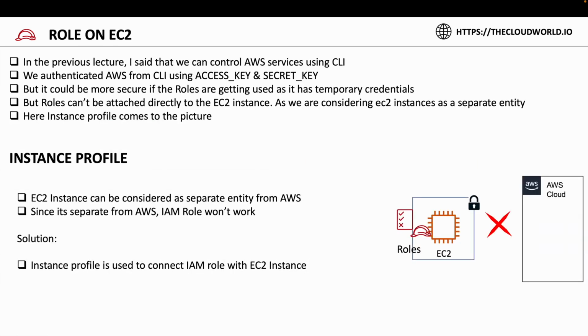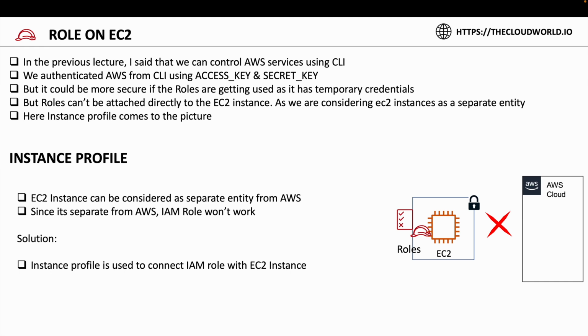Now let's take an example of EC2 instances. If we want to attach a role on an EC2 instance, it's not directly possible. Even if we add the role on the EC2 instance, the EC2 instance will not be able to access your AWS cloud. Why? Because AWS treats your personal EC2 instance as a separate entity from AWS. Even if we try to apply the role to the EC2 instance, the role will not be able to pass its temporary credentials to the EC2 instance, and without that temporary credential, the EC2 instance will not be able to communicate with the AWS cloud, because the IAM role is unable to pass its credentials to the EC2 instance.